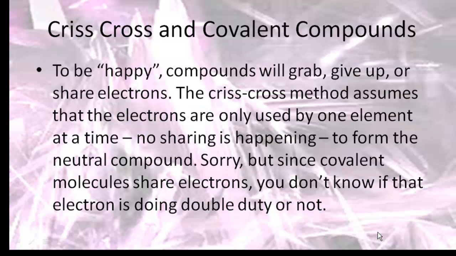I've had a lot of questions about crisscross in covalent compounds. To be happy, remember that's a state where it's trying to reach 8 in its outer shell. Compounds will grab, give up, or share electrons. The crisscross method assumes that the electrons are only used by one element at a time. No sharing is happening to form the neutral compound. Sorry, but since covalent molecules share electrons, you don't know if that electron is doing double duty or not. So you cannot use the crisscross method for covalent compounds. That's why the first thing you need to do is identify, is it covalent or is it ionic?